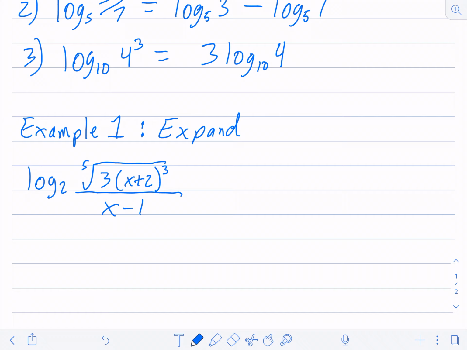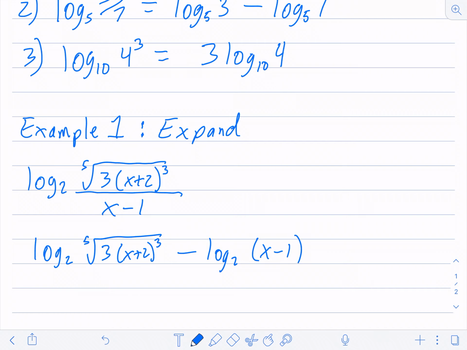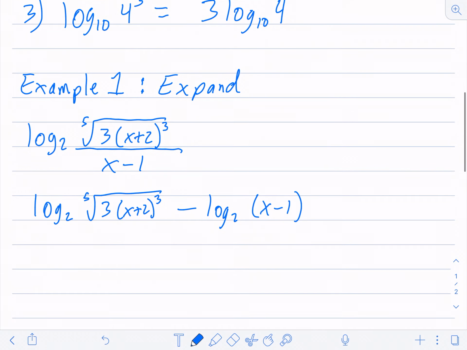So first of all, I've got this fraction, and we know that log base 2 of some fraction, I can break that up into two logarithms that are subtracted from each other. So let's do that first. This is going to be log base 2 of the numerator, which is the 5th root of 3 times x plus 2 to the third, and then I'm going to have minus log base 2 of the entire quantity x minus 1. That's using my quotient property, right? And I split that up. That log base 2 of x minus 1 is pretty much simplified as it is.